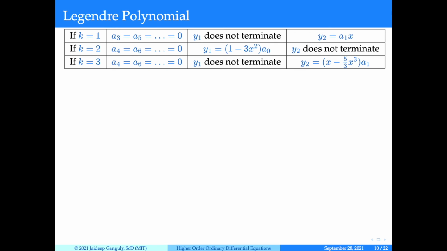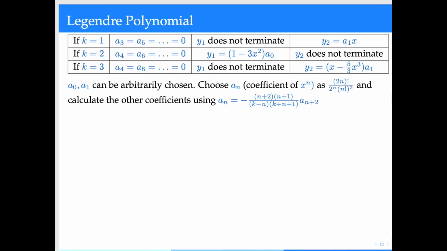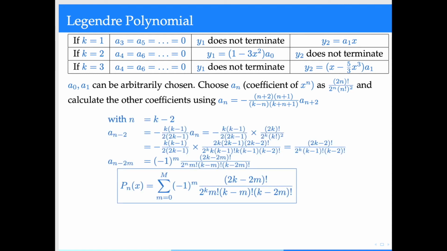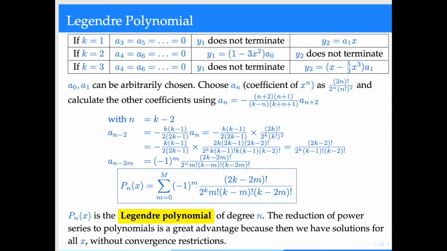The table summarizes y1 and y2 corresponding to the different values of k. Note that either y1 or y2 reduces to a polynomial. This polynomial is called the Legendre polynomial. The reduction of the power series to polynomials is a great advantage because then we have solutions for all x without any convergence restrictions.